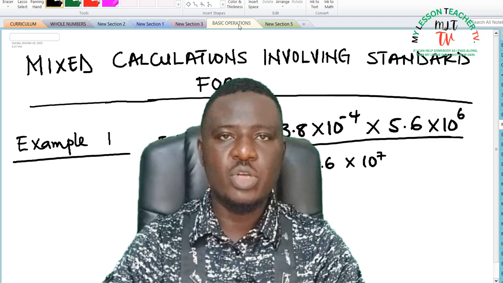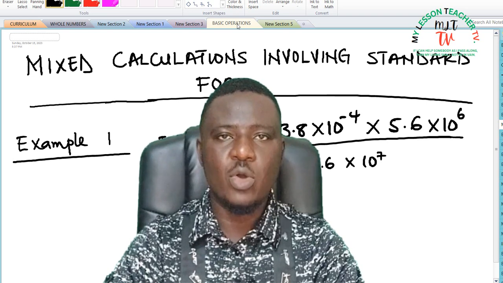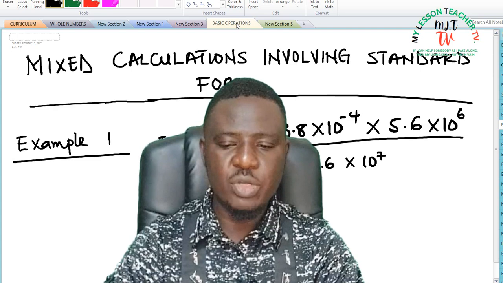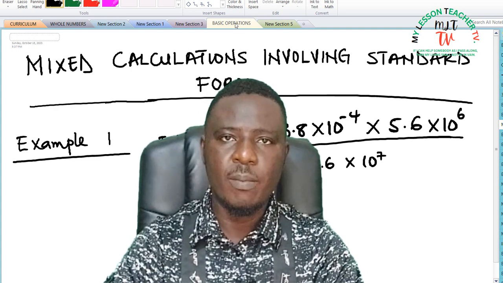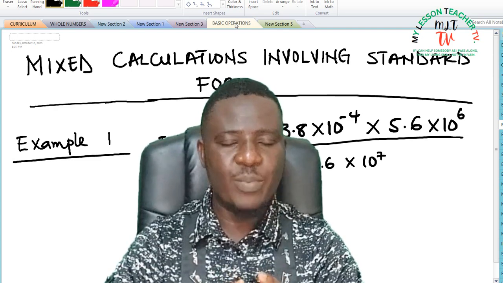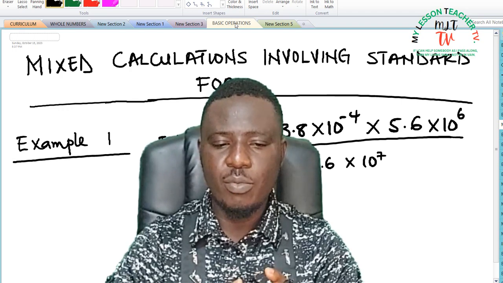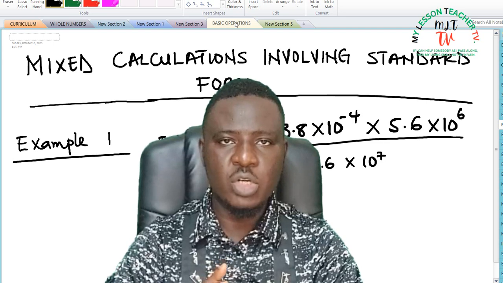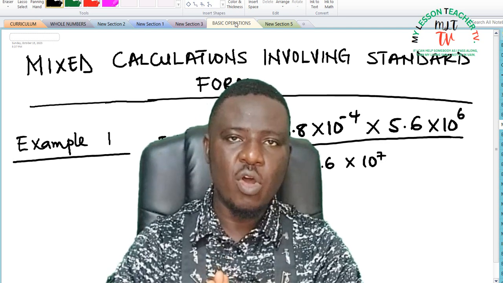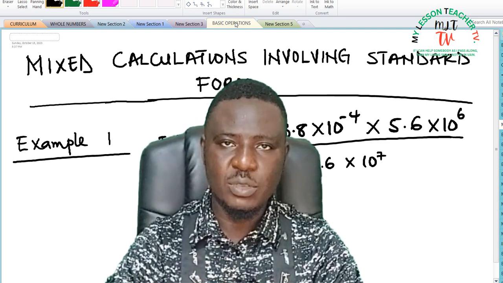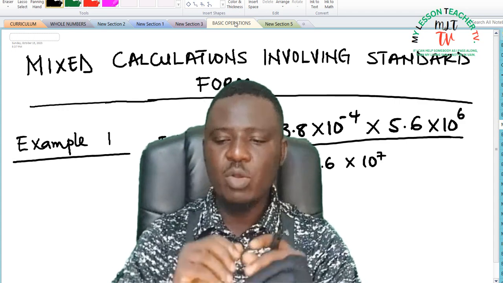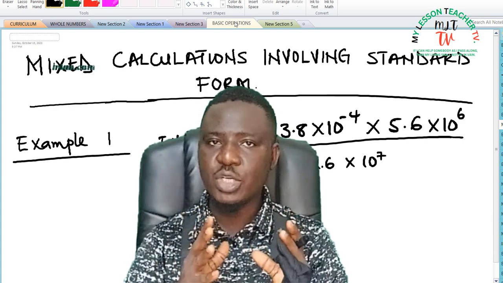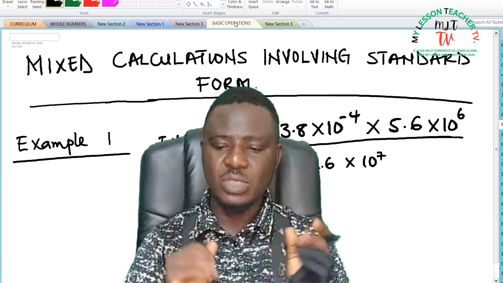Today's class is a continuation of our JSS 2 mathematics on whole numbers. In today's class, we shall be looking at mixed calculations involving standard form. At the last class, we looked at the basic operations of numbers involving standard form, where we looked at the addition, subtraction, multiplication, and division of whole numbers in standard forms. In today's class, we shall be looking at the mixed calculations involving standard forms, where we shall be having two or more operations in play and we may be asked to simplify.